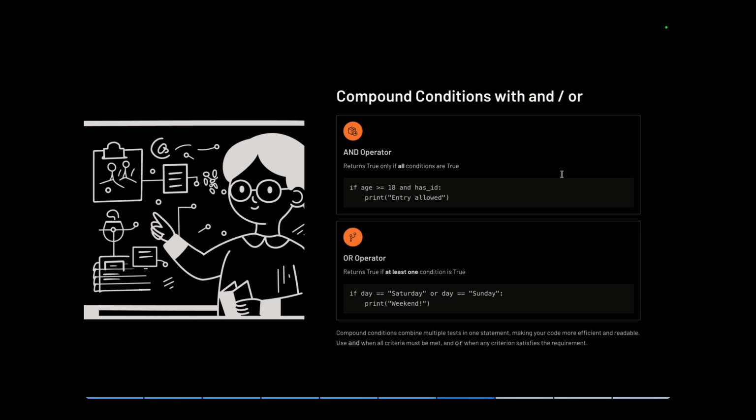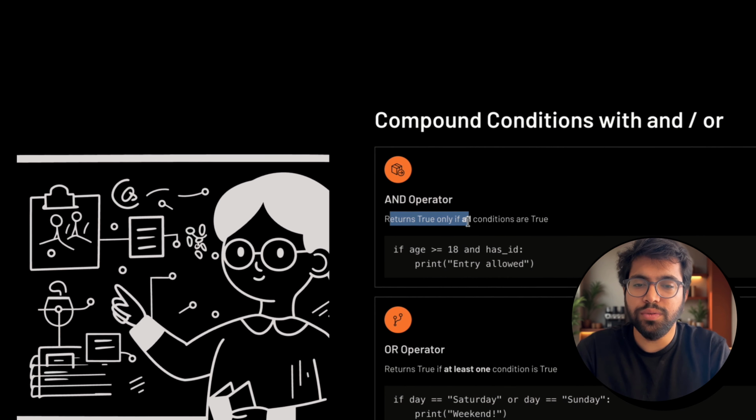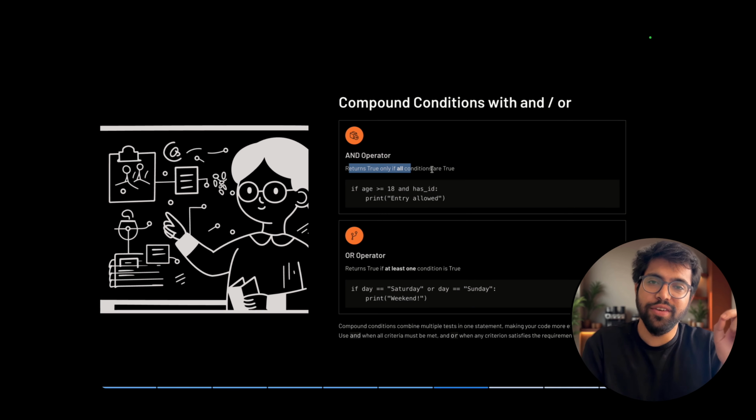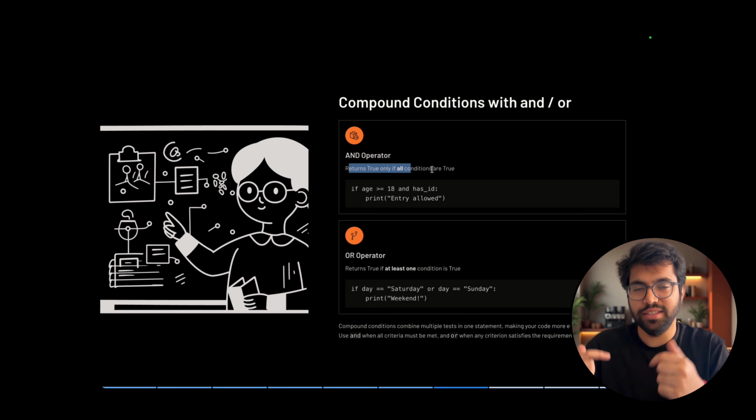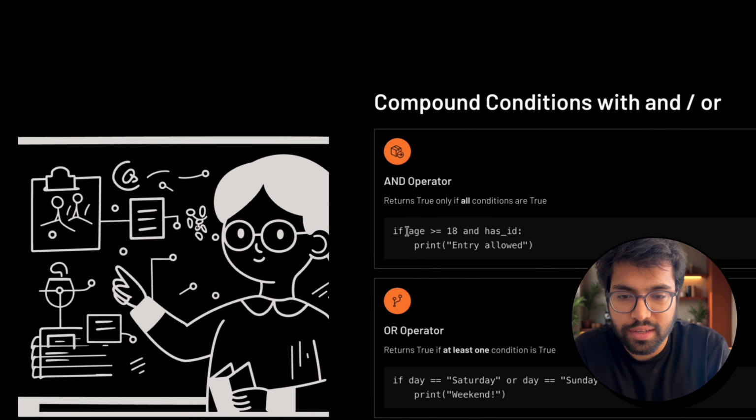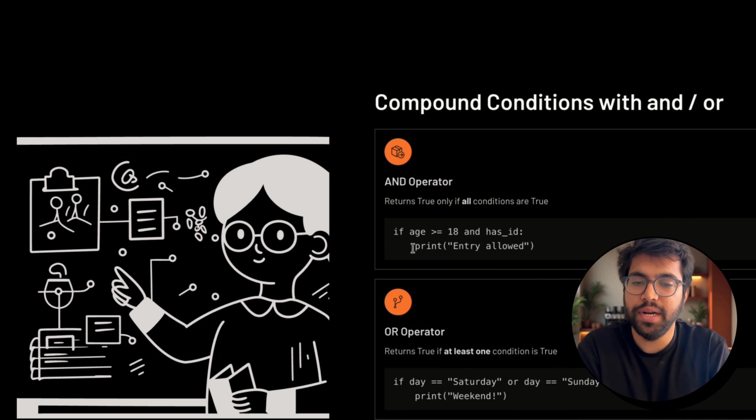There are a few operators and very logical ones. These are the operators that you even use in your day-to-day statements as well. First is AND. It returns true only when all the conditions are true. So let's say you are saying age greater than 10 and age greater than 15, and if your age is 20, both of these statements are correct. If age greater than 10, this is okay. If age greater than 15, this is okay. And if you are using an AND statement between both of these, see here, if age greater than equal to 18 and has ID, only then print entry allowed.